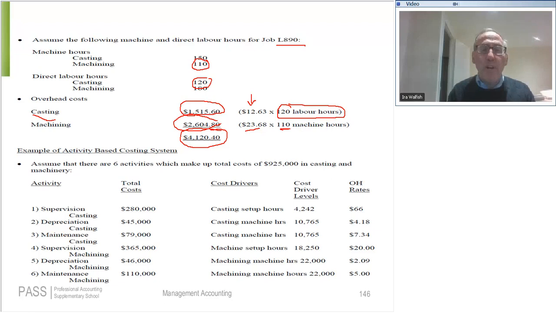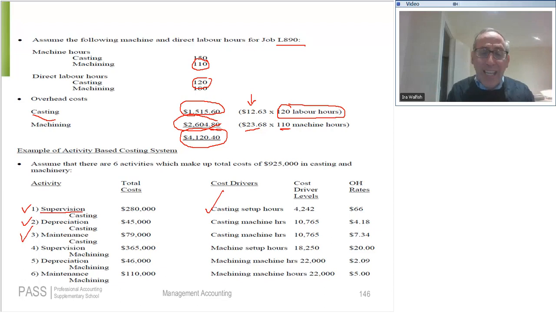Here I say to myself, what are the activities that are required in each department? Well, each department requires supervision, depreciation, and maintenance. Then I say to myself, what exactly drives the cost of each of these individual components? Well, let's assume in this example that supervisors spend most of their time supervising the setup of the machine. So I might say to myself, you know what? I'm going to allocate supervision based on setup hours. So if a particular job in the casting department requires a lot of setup hours, I'll allocate more supervision cost to that job.